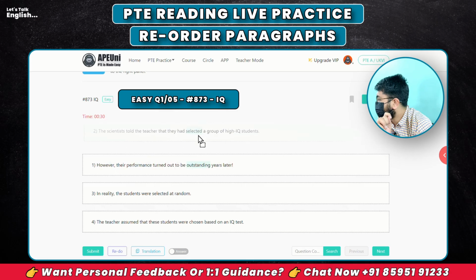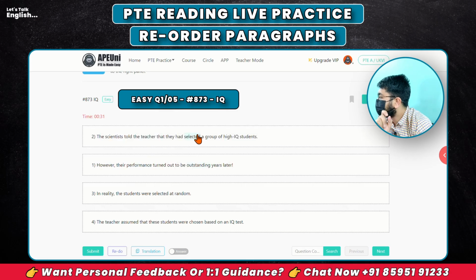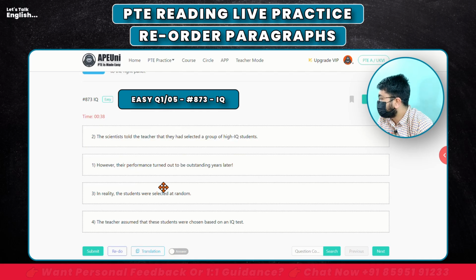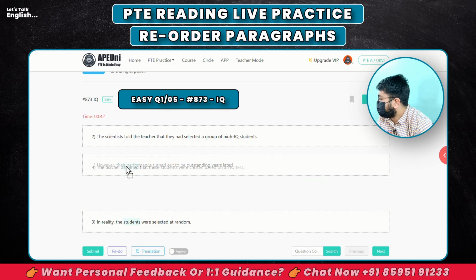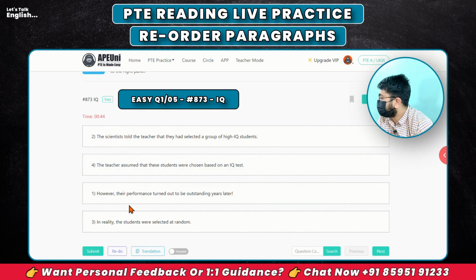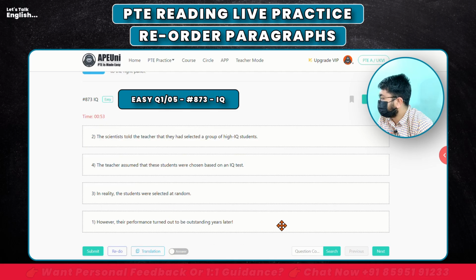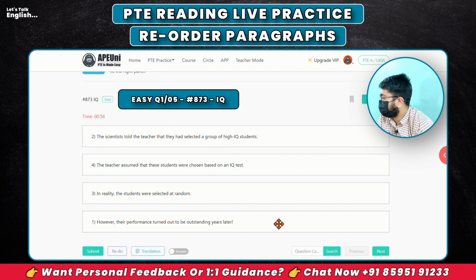I think second should be on the top because it is a big, general sentence. The scientists told the teacher that they had selected a group of high IQ students. The teacher assumed that these students were chosen based on an IQ test. In reality, the students were selected at random. However, their performance turned out to be outstanding years later. 2, 4, 3, 1.